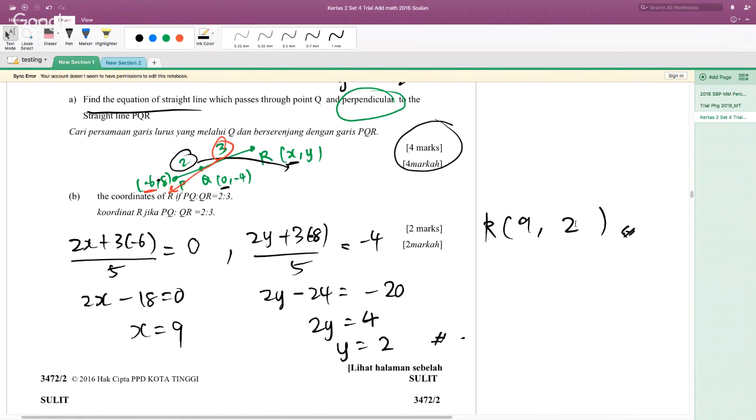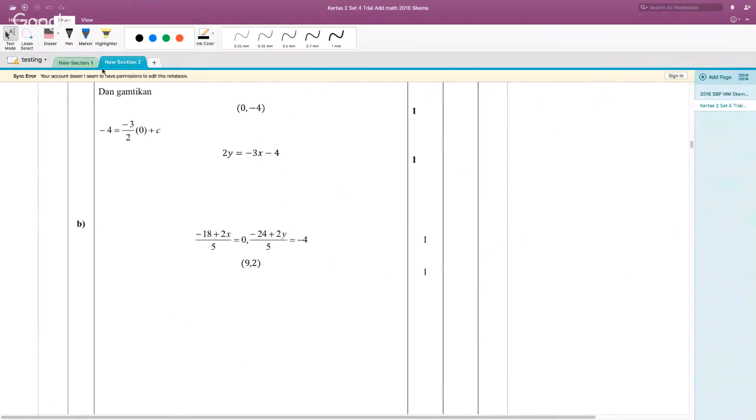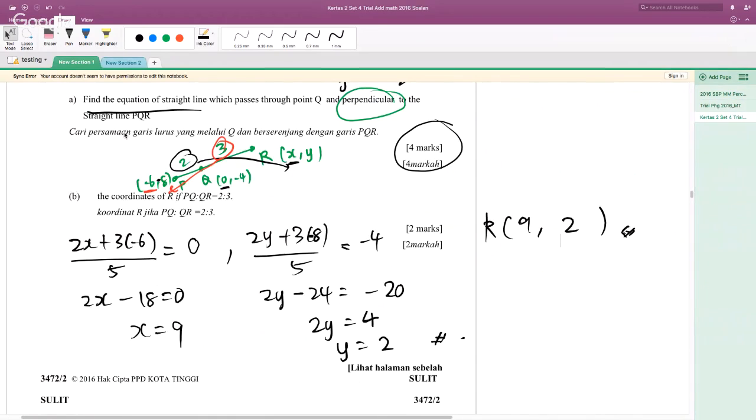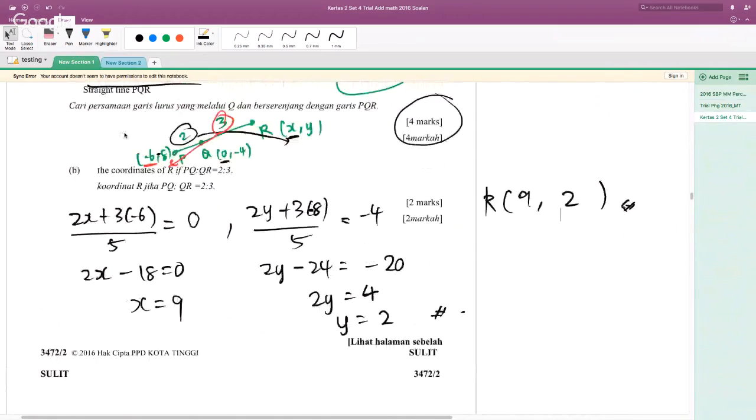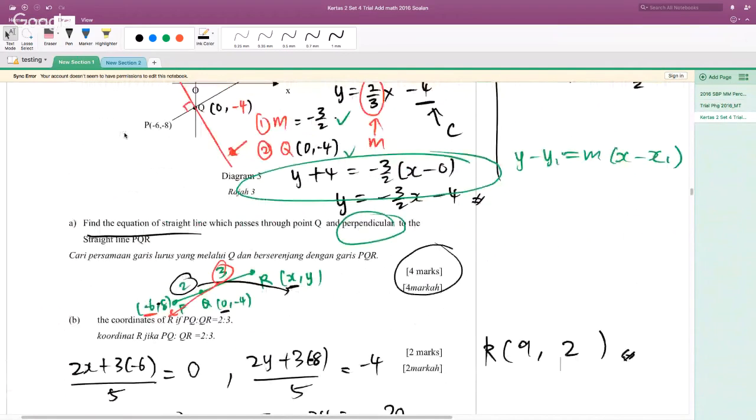Yeah. Then I guess this is the answer, isn't it? 9.2. Yeah, correct. Okay. Yeah, so in the exam you must see carefully. Don't make the careless mistake like what I did.